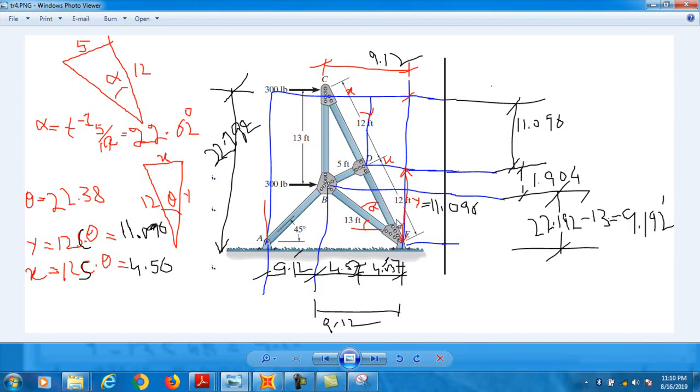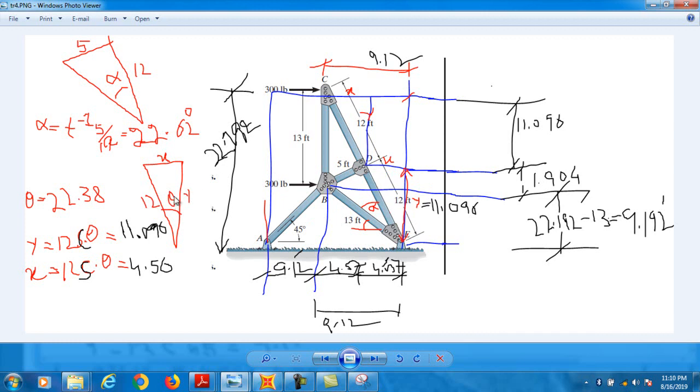So I convert this inclined member into a triangle. You see this triangle, this shape of triangle. The inclined distance is basically 12 feet. I assume that this is x and this is y. The height of this triangle is y and the base of this triangle is x. Clear? This 12 feet is the inclined side.